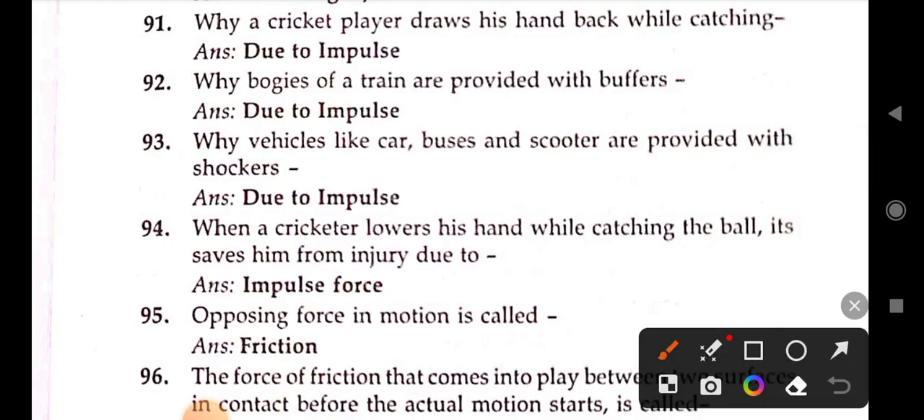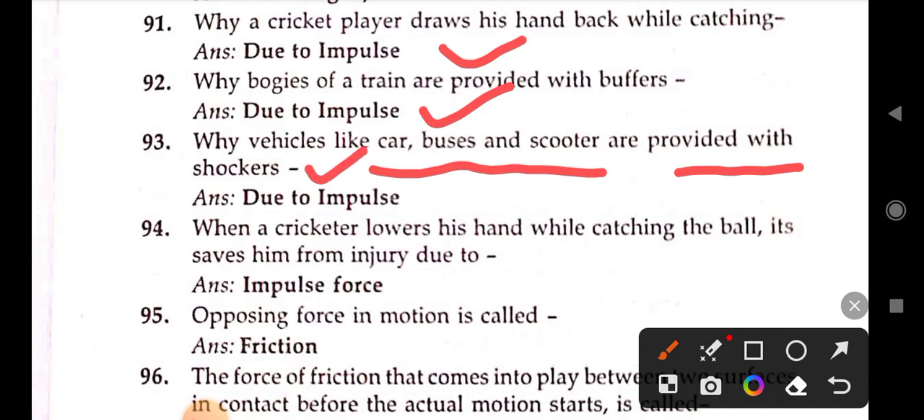A cricket player draws his hand back while catching due to impulse. The bogies of a train are provided with buffers due to impulse. Vehicles, cars, buses, scooters are provided with shock absorbers due to impulse. When a cricketer lowers his hand while catching the ball, it saves him from injury due to impulse force.